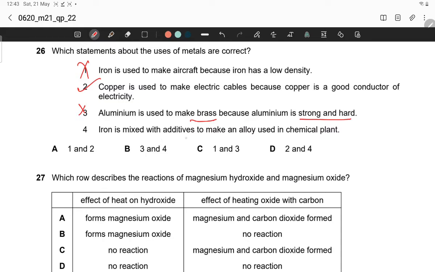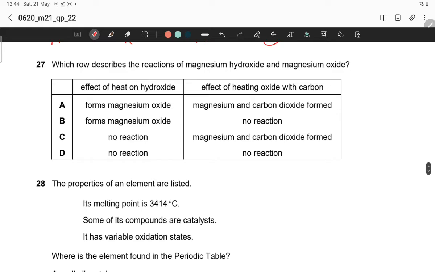Iron is mixed with additives to make an alloy used in chemical plants. Yes, it is correct. So statements 2 and 4 are correct. So 1 and 2 is incorrect. 3 and 4 is also incorrect. 1 and 3 is also incorrect. 2 and 4 are correct. So option D. Which row describes the reaction of magnesium hydroxide and magnesium oxide?